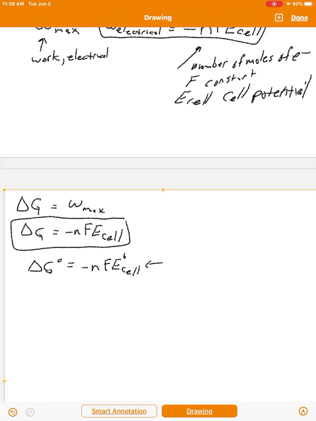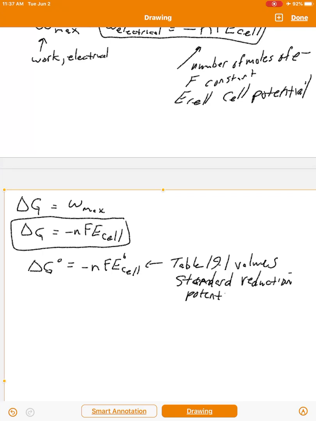So remember that what that means is that we can use table 19.1 values, right? The standard reduction potentials can be used, according to that equation where we said that E cell under standard conditions is E cathode under standard conditions minus E anode under standard conditions. So there's another important relationship right there.